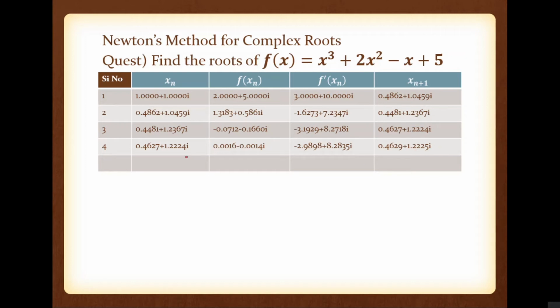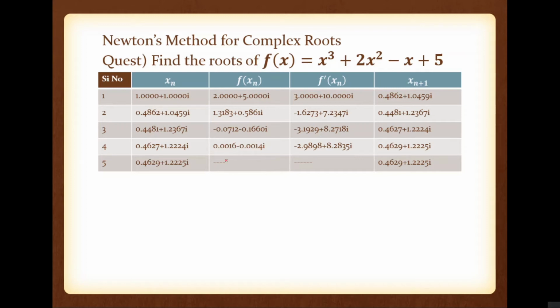Anyway, now fifth iteration. So for fifth iteration, 0.4629 plus 1.2225j, that one is the xn value. So f of xn, the f of xn value is not 0, but that one is in 10 raised to minus 5 range. The significant digits are 4. So 10 raised to minus 5 means the first 4 digits are definitely 0, and the last fifth digit is less than 5. So that is why this one is assumed as 0.